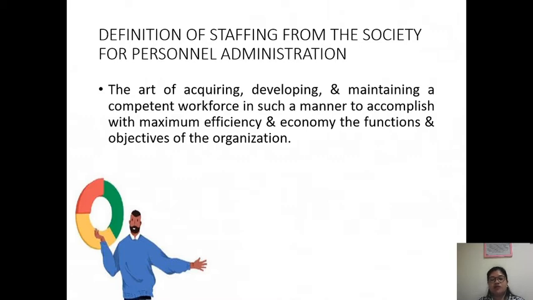What do we mean by maximum efficiency? This includes that the staff is not only limiting to their knowledge but also efficient in doing their job. Efficient again means they go beyond the expectations of their employer.